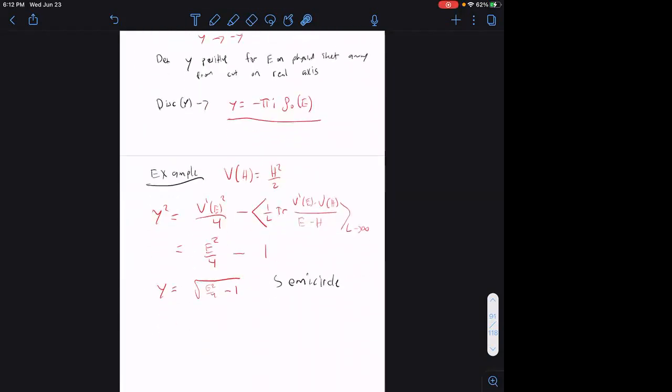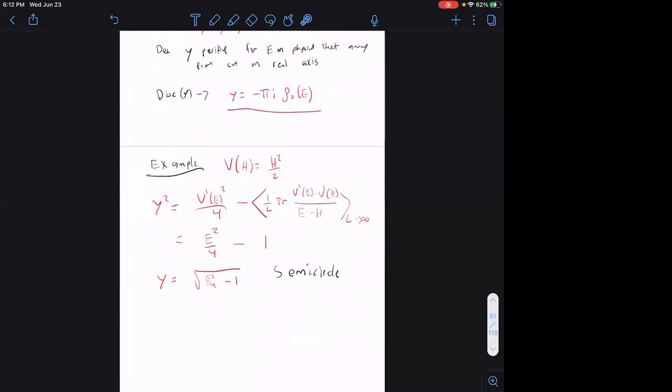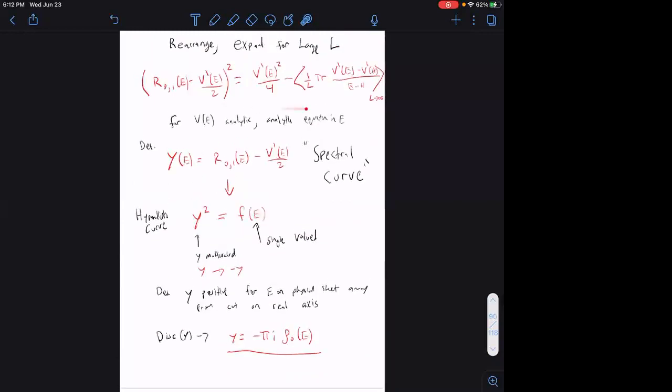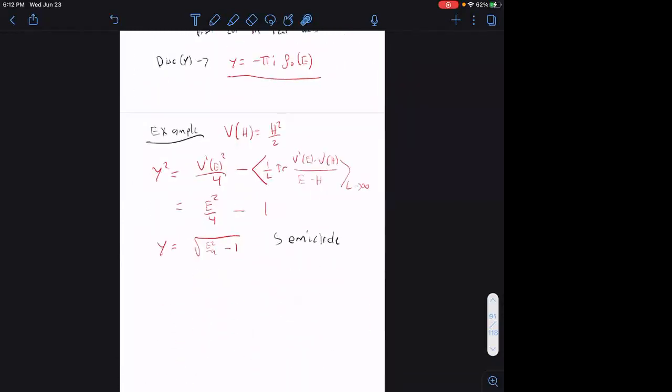If we take the GUE, where V is this quadratic potential, we can evaluate the right-hand side of this equation. It's pretty simple. We have V prime squared, which is just E squared, minus this thing, which is equal to 1, because all these terms cancel. So y squared is this thing. Take the square root, y is this semicircle.